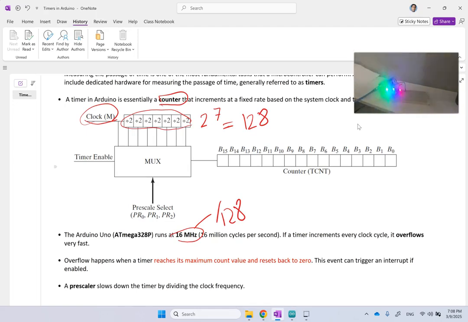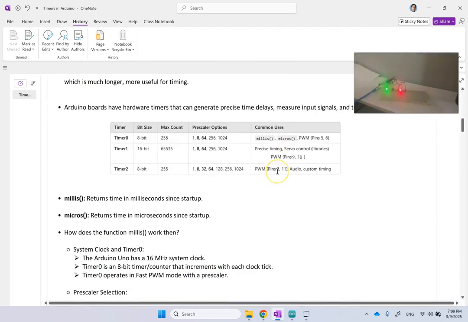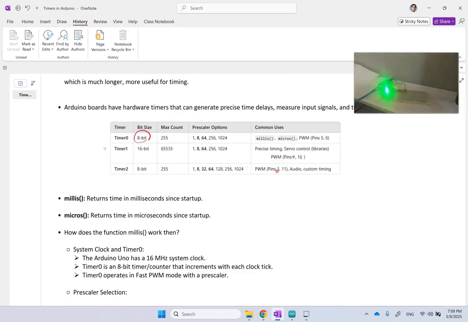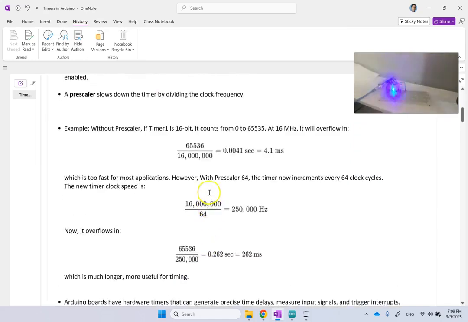Now, this counter keeps counting, and the register for your counter has so many bits. Once it reaches the end of the numbers it can count, it goes back to 0 and we say it overflows, okay? For instance, one of the timers that you have in Arduino is called timer 0. Timer 0 is only an 8-bit register, so the numbers it can count is anywhere from 0 to 255. And 0 to 255 can be counted very fast if you're using the clock.